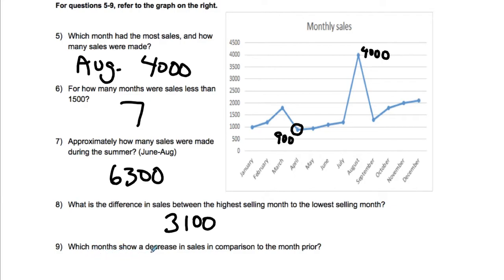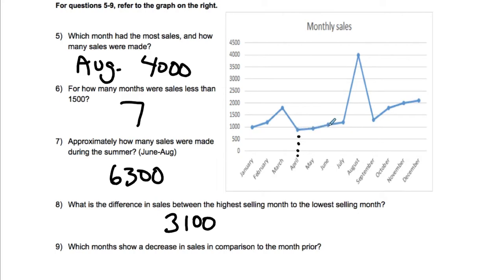Now here, which months show a decrease in sales in comparison to the month prior? Okay, decrease in sales in comparison to the month prior. All right, let's see. Increase, increase, decrease. All right, so April was a decrease compared to the month prior, which was March. All right, I'm going to keep going though because there may be more.